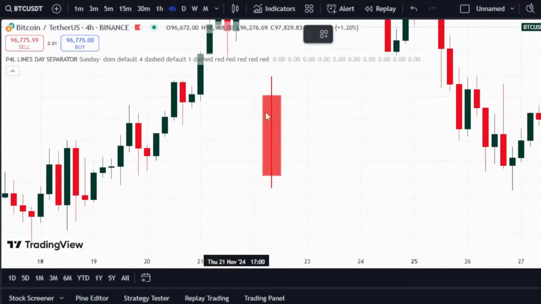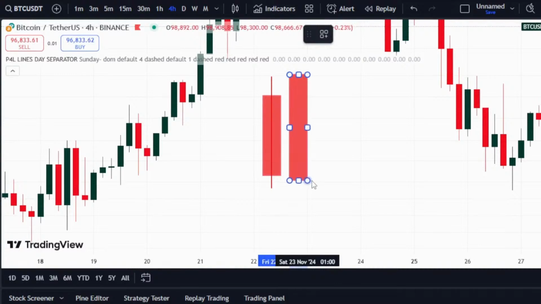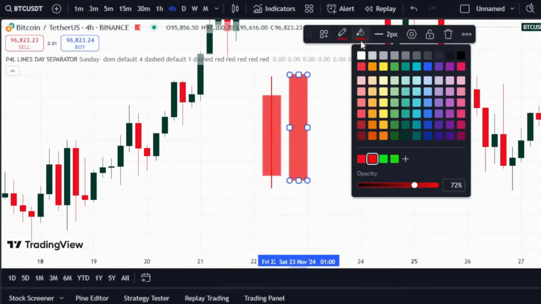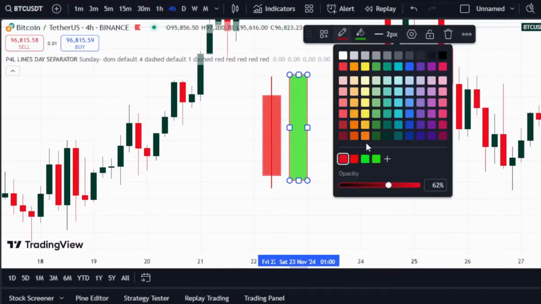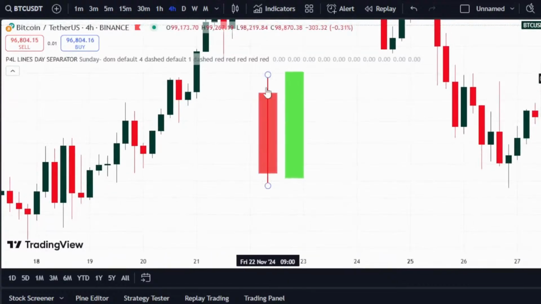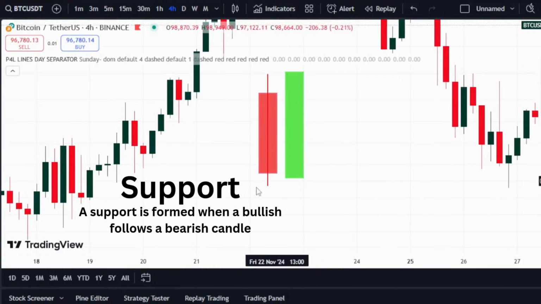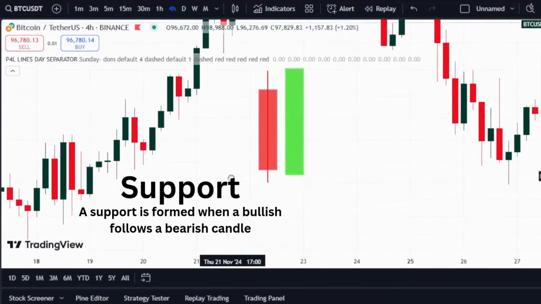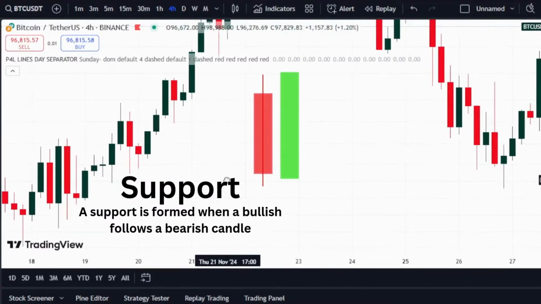Then immediately you now have a bullish candle, depending on your preference. If you have a bear candle that is followed by a green candle, what you have here is a support. That is how support is formed. There is a bear candle followed by a bullish candle, so automatically a support is formed.